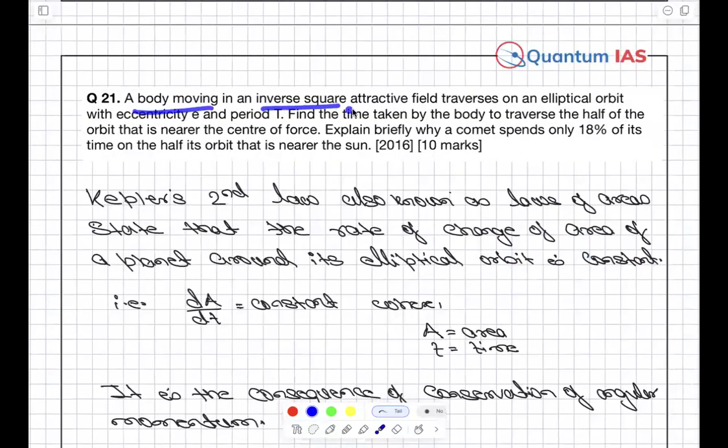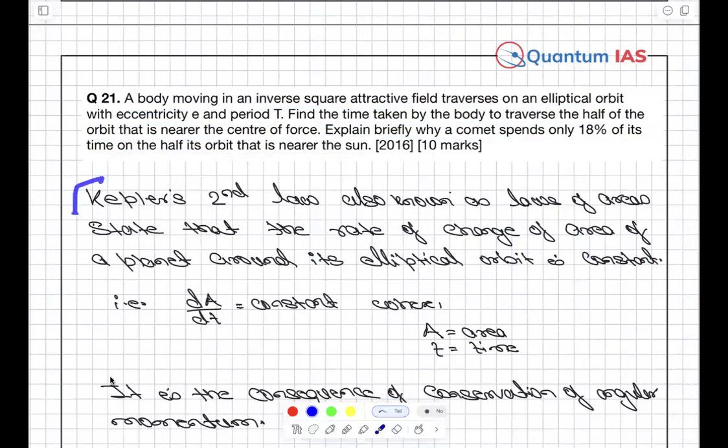चलो, coming to this portion, a body is moving in inverse square attractive field traverse an elliptical path with eccentricity E and period T. Find the time taken by the body to traverse half of the orbit that is nearer to the center of force. Explain briefly why a comet spent 18% of its time. जो भी है. What we have to find?